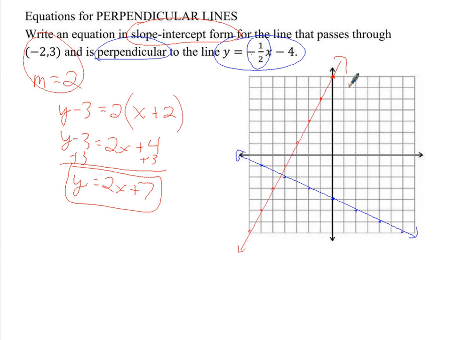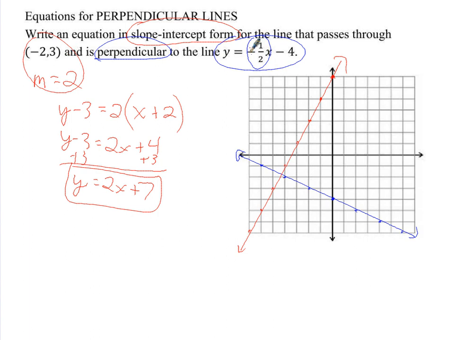Okay, so does it look like those two lines cross at a right angle? Yes, it does. So I'm pretty sure then that I have the right answer. Does my line go through the point that I was given, negative 2, 3? Well, here's negative 2, and then up to 3, it sure does. So everything that I was asked to do with this line came true. It does look like it makes a right angle here, and it goes through the point that they gave me, negative 2, 3.